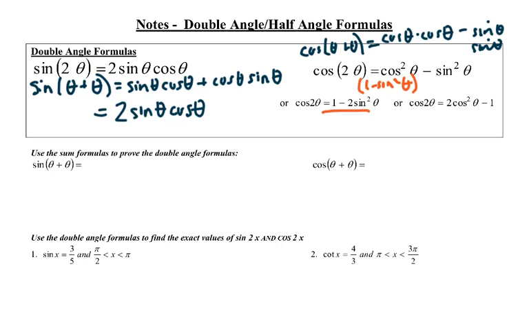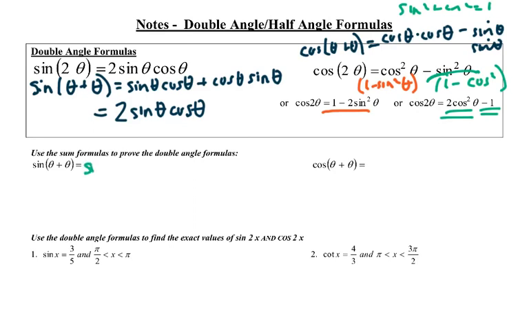Or you could replace sine squared with cos squared. How can I replace sine squared? Let me think. I always get confused here. Sine squared plus cos squared equals 1. So if I move that over, sine squared could be replaced with 1 minus cos squared, right? And then if I distribute that negative, the negative 1 becomes a positive cos squared, plus cos squared is 2 cos squared. But again, we'll write those all down for you, even the spin-offs.